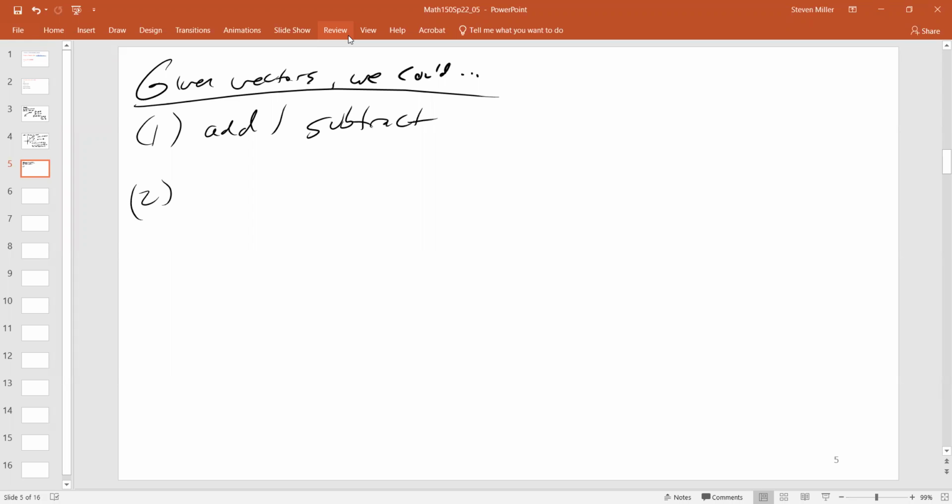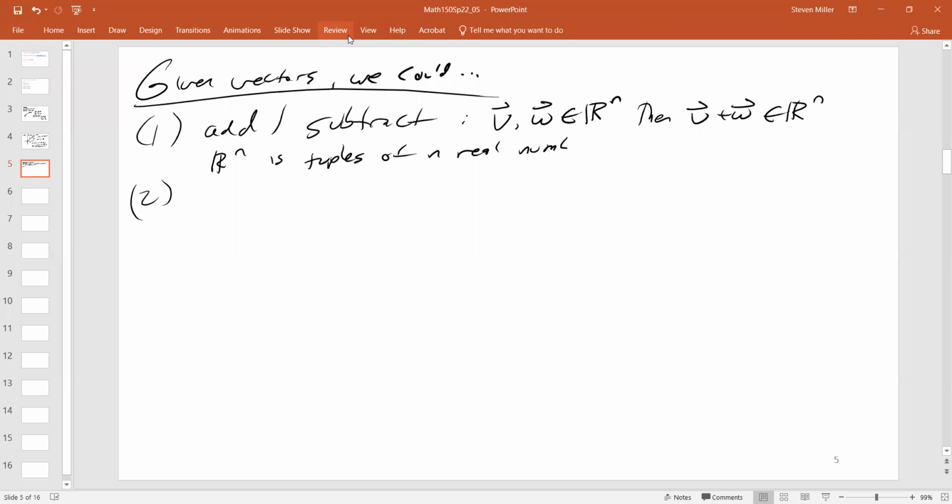So I can add two vectors. Given two vectors, they have to have the same number of components. So maybe V and W live in Rn, then V plus W is in Rn. And what Rn is, is tuples of n real numbers. So it's the set of all points x1 through xn, each xk is a real number. There are other vector spaces we can look at. We don't have to look at vector spaces just of n tuples of numbers, but for now, that's what we're going to do.